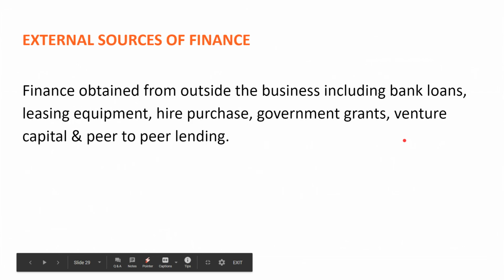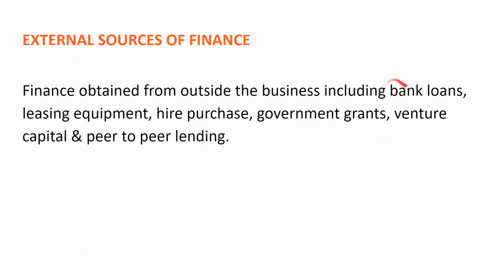Okay, external source of finance. So this is finance obtained from outside of the business, of course. So what do we got here? We got bank loan, leasing equipment, hire purchase. So just test yourself on those terms. Can you remember what they are?